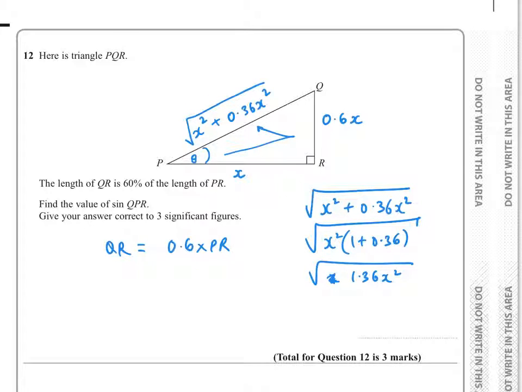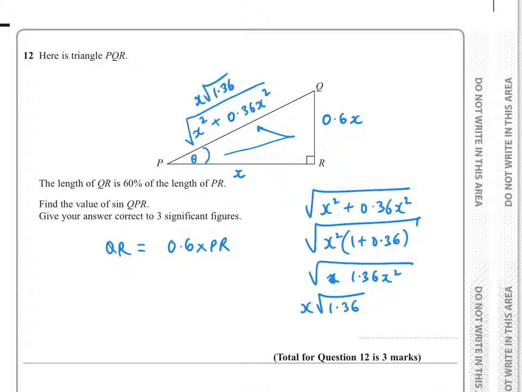And if I square root that, that's going to give me an x and then the root of 1.36 in here, which I'm not bothered about too much at the moment. So let me put these in. So we've got x root 1.36.